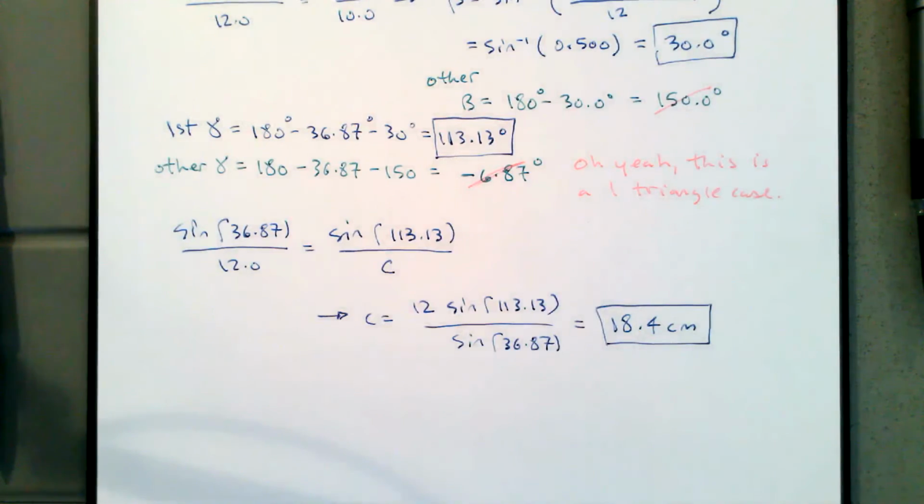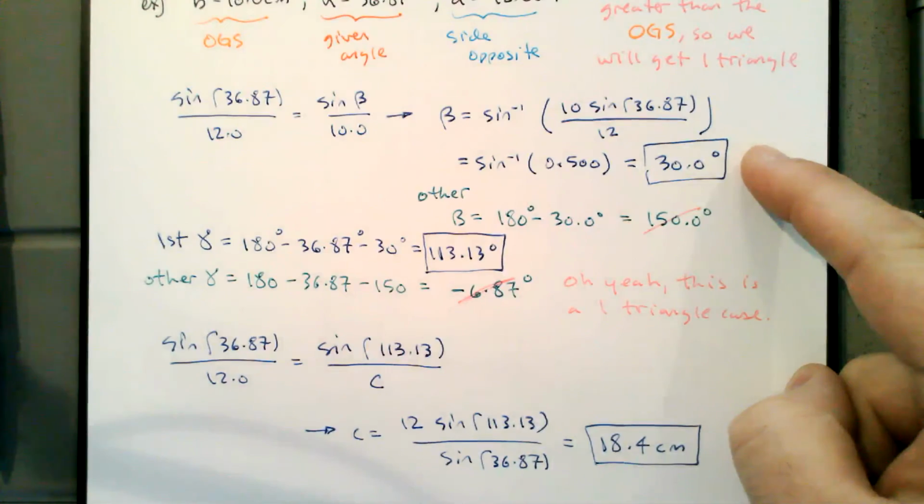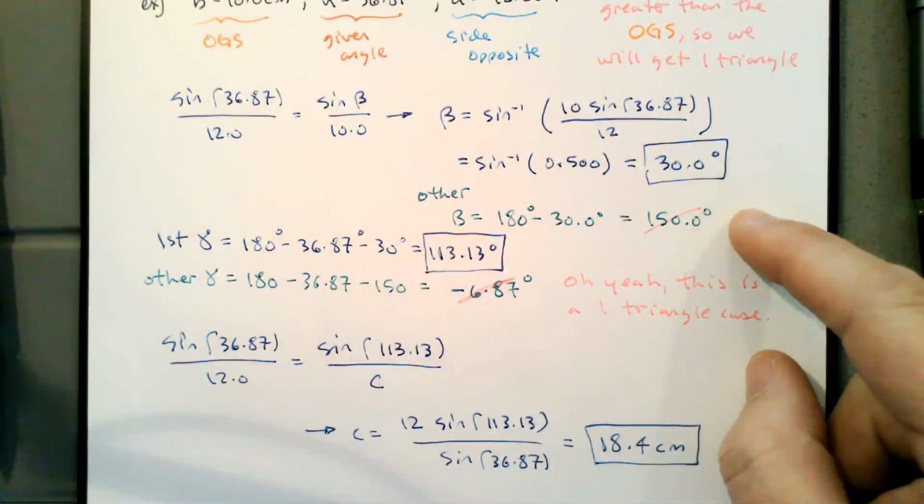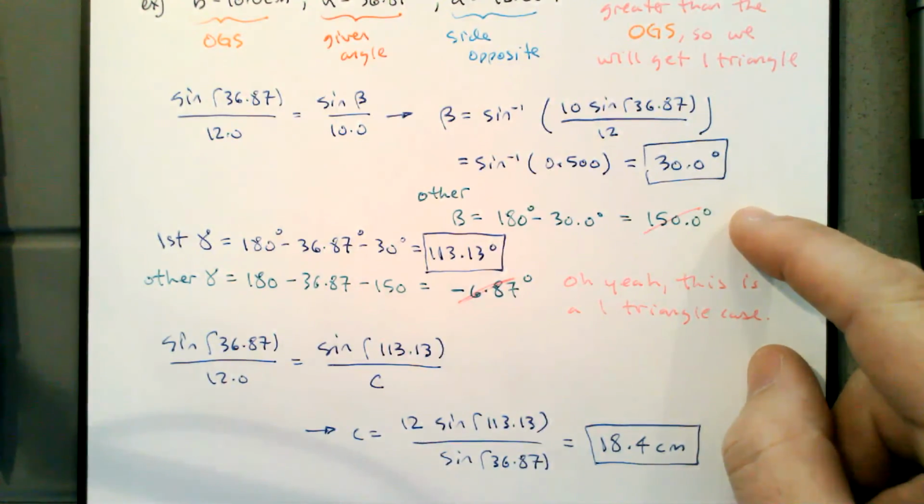So in summary, in the side-side-angle case, it's ambiguous because we could get 0, 1, 2, or 1 triangles. We get 0 if the side opposite the given angle is too short, that is, it's less than the height. If the side opposite the given angle is equal to the height, then we get 1 right triangle. That one's hard to land on. If the side opposite the given angle is greater than the height but less than the other given side, that's the 2 triangles case. After you find the first angle, the angle opposite the other given side with the law of sines, you subtract it from 180 to find the potential second triangle.